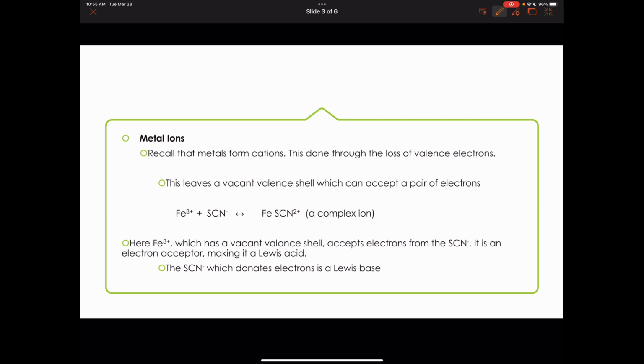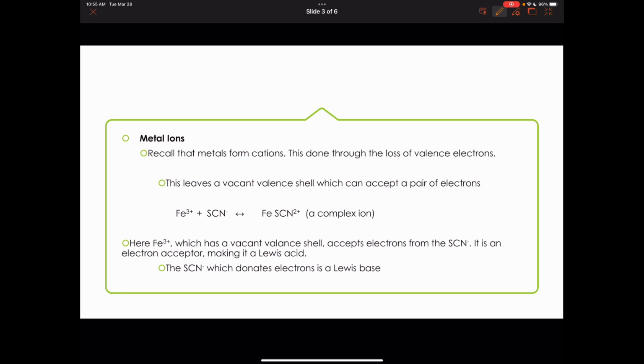Now, as we said, the Lewis acid-base definition was going to broaden our acid scope. In the case of metal ions, remember that when metals form cations, this is done through the loss of valence electrons. When we lose those valence electrons, that leaves a vacant valence shell that can accept a pair of electrons. So if you look at an example, we can look at the formation of a complex ion. Most ions you have been used to dealing with before have been simple ions, like Fe3+. So it's just the iron has lost its electrons. A complex ion is a combination of ions that is still an ion. So not all ion combinations are going to lead to a neutral compound.